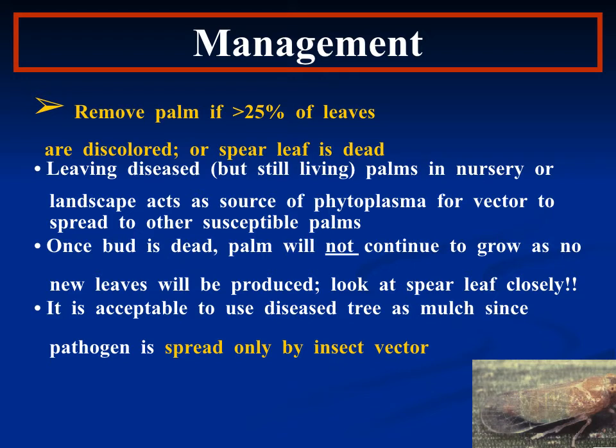Essentially, it's dead, but there's still green tissue for insects to feed. It just serves as a source of the phytoplasma for the vector to spread to other susceptible palms. Think of how we grow some of these Phoenix palm species. We grow long rows going into our various communities, or we grow them in big clumps on various parts of a landscape.